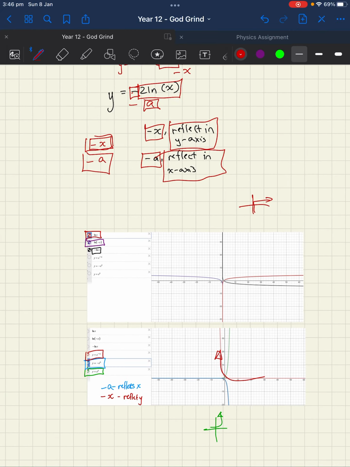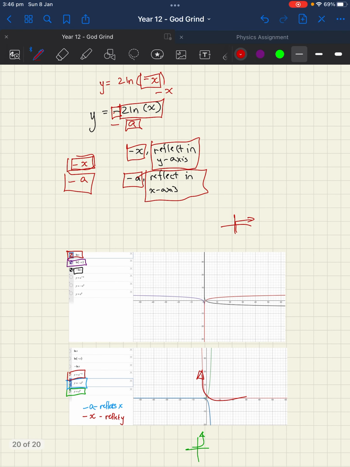Not too sure if this applies for everything, but for what I've seen right now, for the logarithmic and exponential, it seems so.